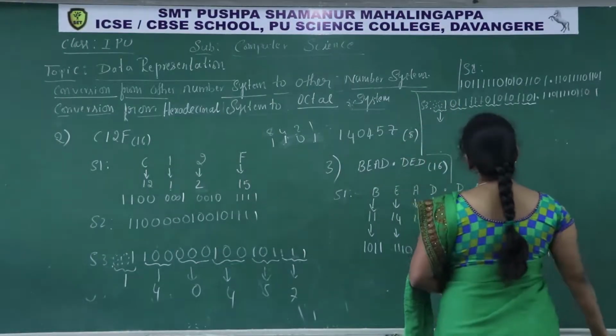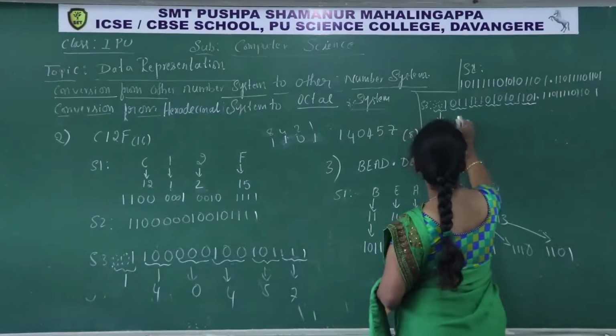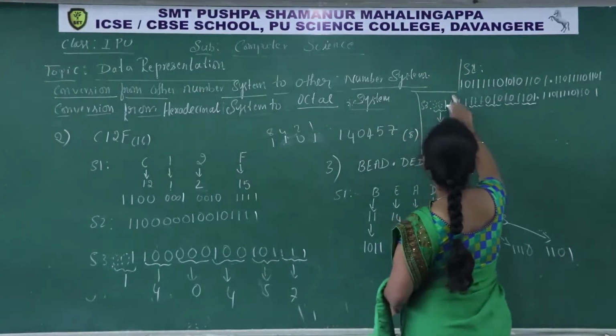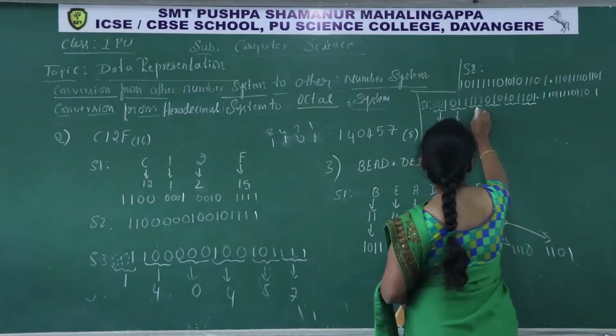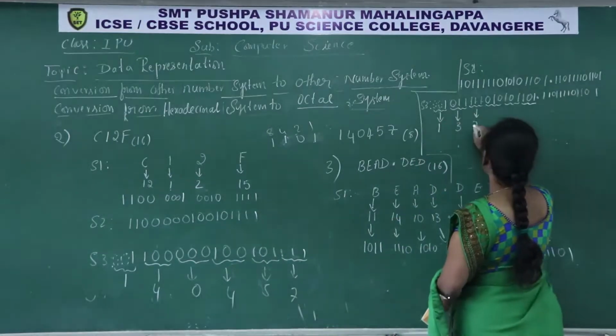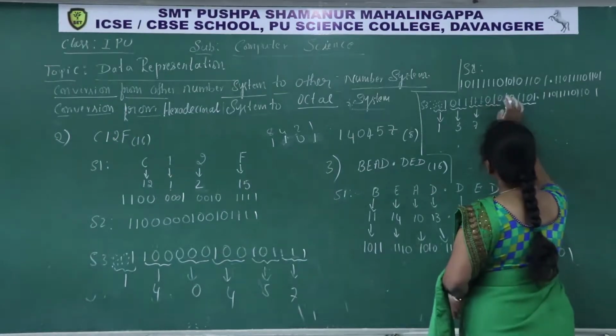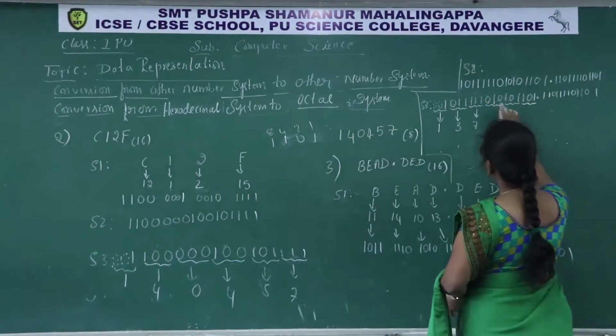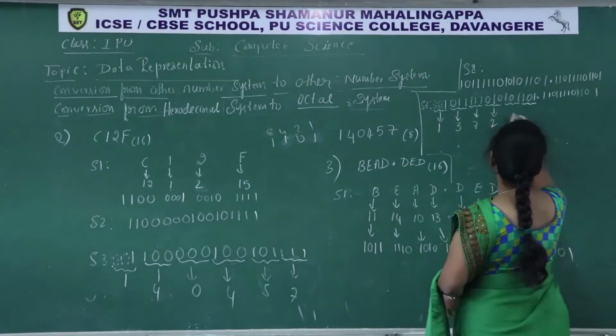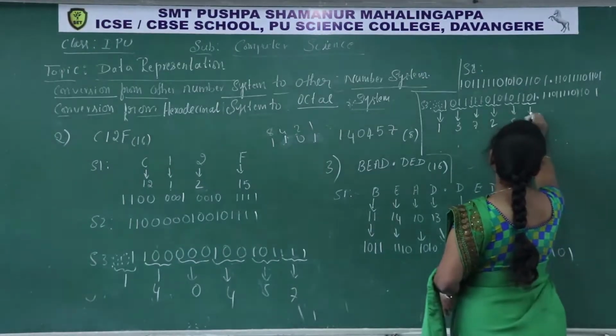Now 001, what is the octal number? 1. 011, 4 2 1, 2 1 means 3. 111 is 7, that is here 4 to 1, under 2 there is a bit 1, so we must consider 2 only. Here 5, and it is 5.